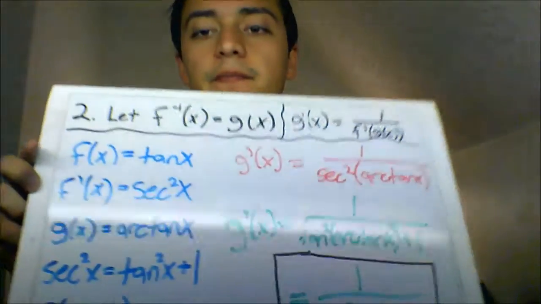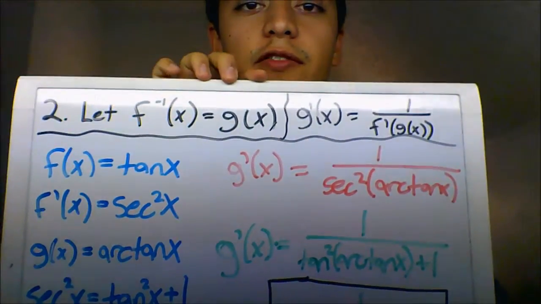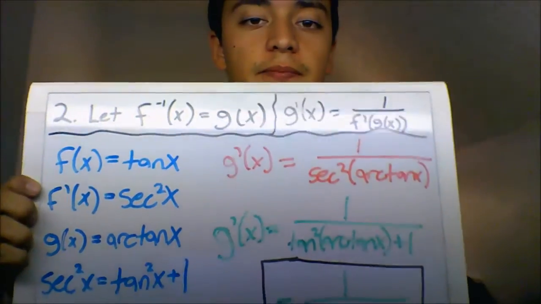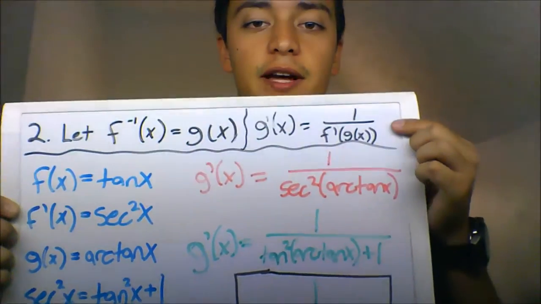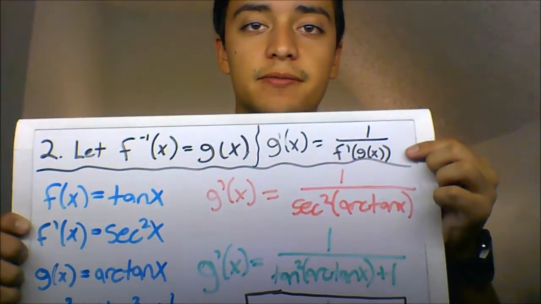Now with the chain rule, we're able to derive the definition of the derivative of an inverse function. So here, we're going to let the inverse of f of x equal g of x so that we can see these terms much easier. So g prime of x is going to be equal to 1 over f prime of g of x.